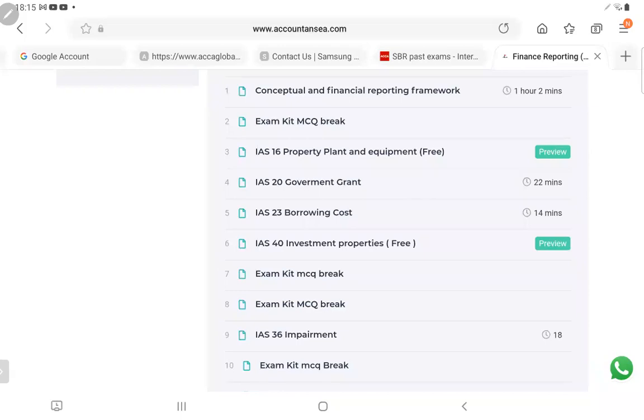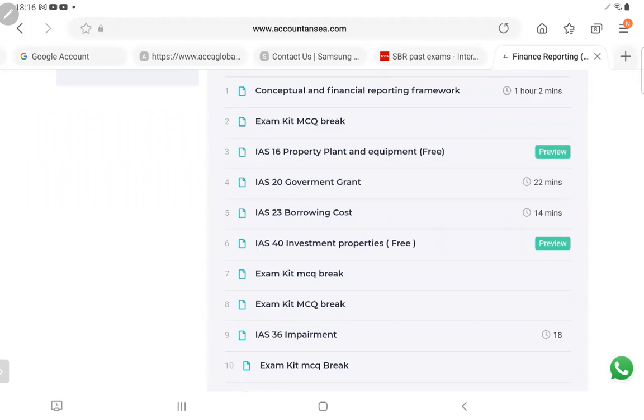Now you can see IAS 16 Property, Plant and Equipment at number 3. International Accounting Standard 16 Property, Plant and Equipment is the free topic, right? In this, you will learn what non-current assets are, what the requirements of capitalizing assets initially are, which costs can be capitalized and which cannot, what subsequent expenditure is, and what the conditions are to capitalize the subsequent expenditure, what depreciation is, and the methods of depreciation and the revaluation method.